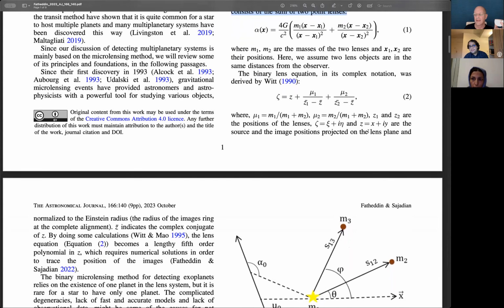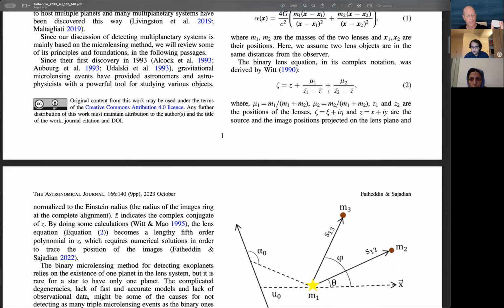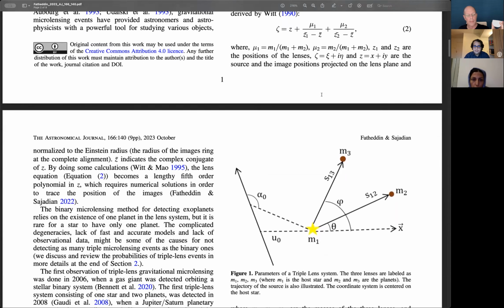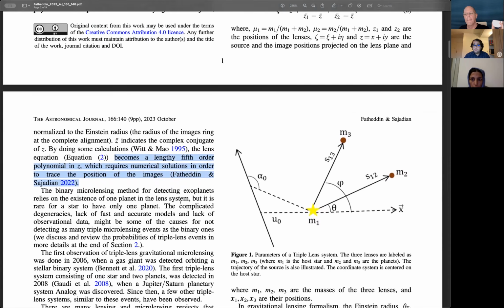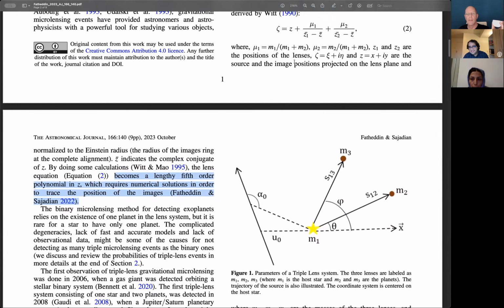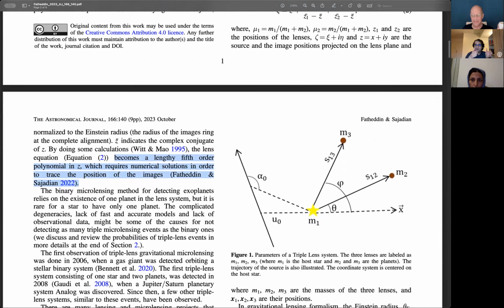When we expand this complex equation, we get a 5th-degree complex polynomial in Z, which requires numerical solutions. It cannot be calculated analytically. We can only do it with numerical solutions. The situation gets much worse when we have a triple lens system instead of a binary lens system, since it adds another part to the whole deflection angle.